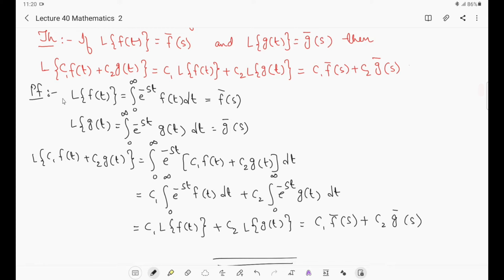I can distribute this Laplace transform over C1 f of t plus C2 g of t as C1 into Laplace transform of f of t plus C2 into Laplace transform of g of t. This is what the linearity property of Laplace transform says.